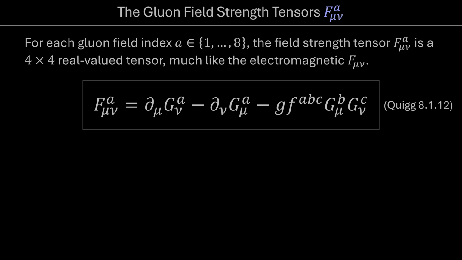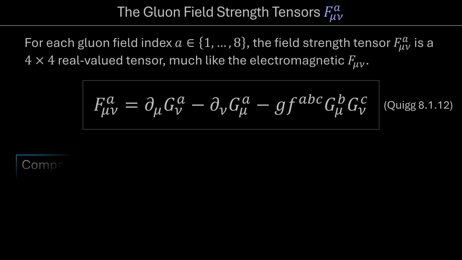Now remember, Quigg uses a different sign convention, so just slap a negative sign onto his equation. But it's all the same, there's an ambiguity in how we want to define the sign of the field strength tensor when we're developing QCD. Okay, so let's unpack this equation.